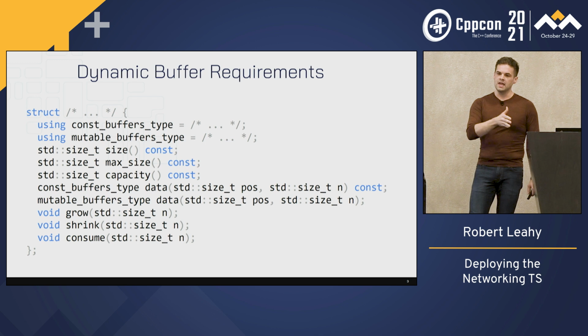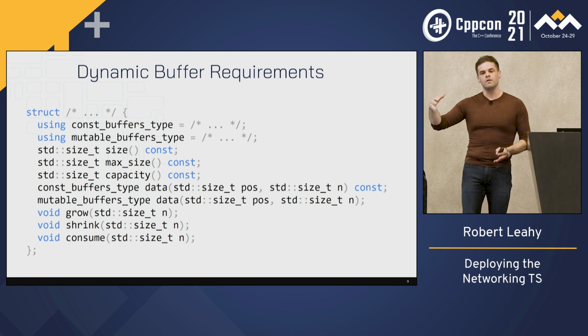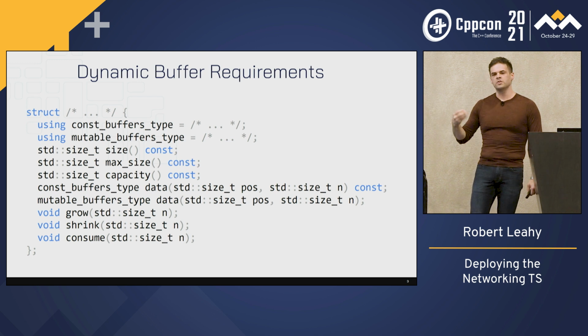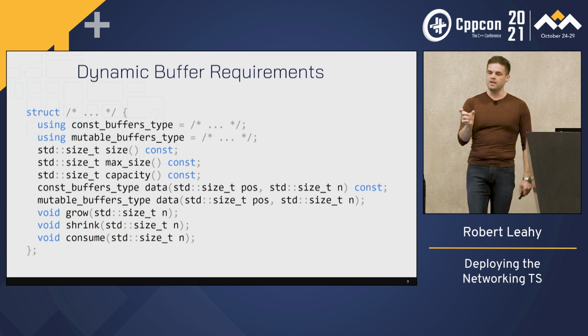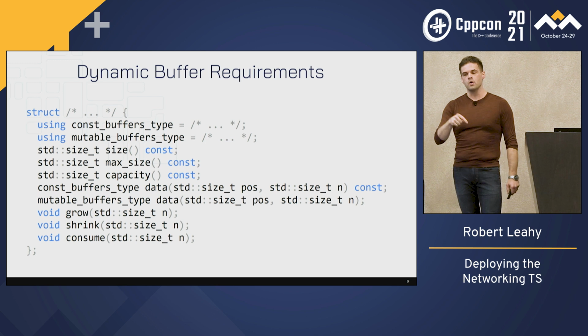The first parameter indicates the offset from the beginning at which the view should begin, and n indicates the number of bytes which that view should be a view of. Which leaves us with the three most interesting functions. Grow, which tries to add n bytes to the end of the underlying storage and throws std length error if it cannot. Shrink, which removes n bytes from the end, and consume, which removes n bytes from the beginning.